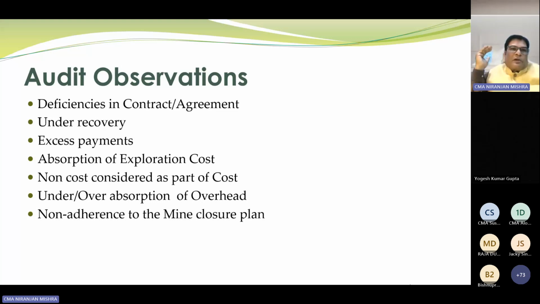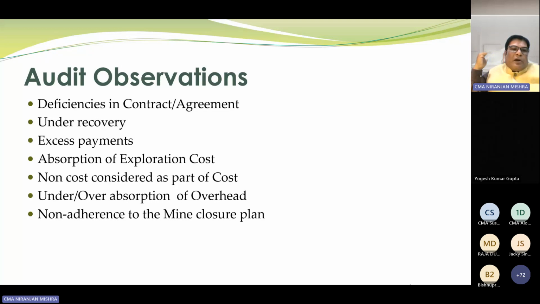Then absorption of exploration cost. I told you, when there is a triangular exploration, that exploration cost has to be deferred suitably, but the company has booked the exploration cost in 1 year. It is crores. It has an impact of about 100 to 125 rupees per MT. Then non-cost considered as a part of cost. We have discussed sponsorship or periphery development or any other cost which is not related to mines or not incurred within the mining area or lease area. In that case, we have to exclude those costs.